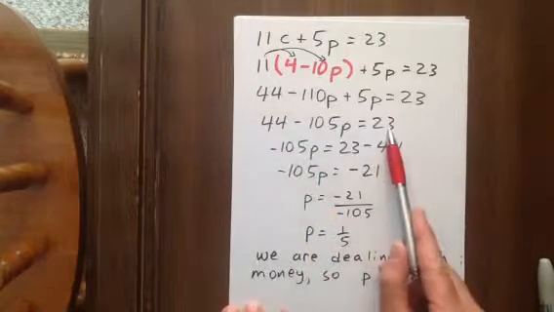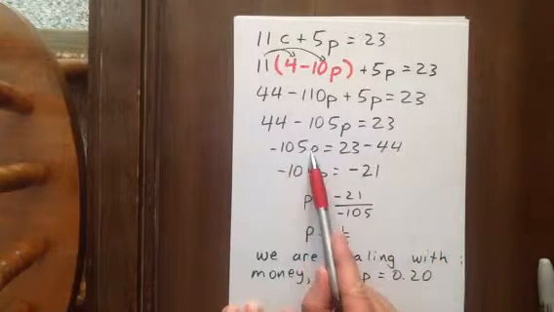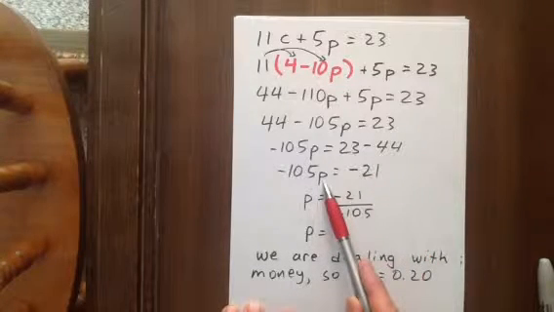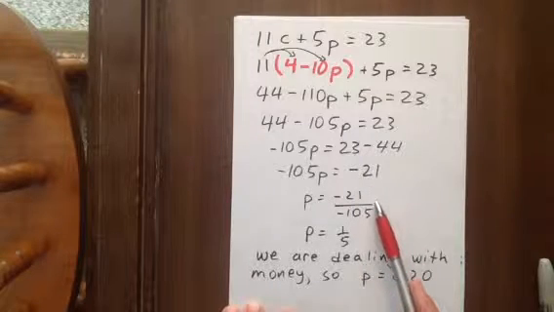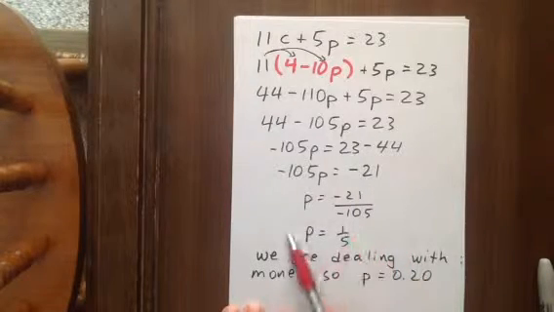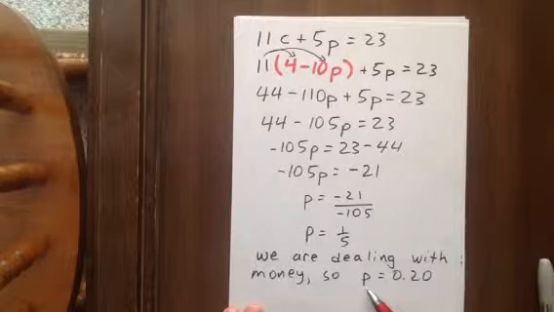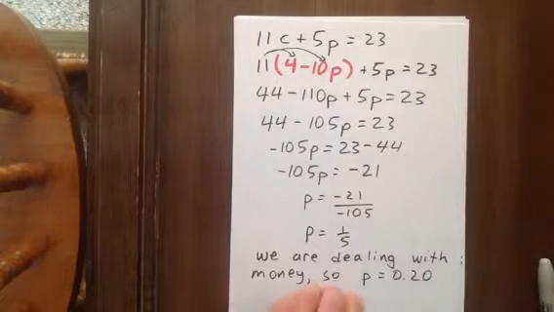And I can then simplify this expression. I get my p term on the left and any other terms on the right. And I see that negative 105p equals negative 21. Simplifying that, I get p equals 1/5. Now we're dealing with money. It's a cost, so we're going to say that p is equal to 0.20.